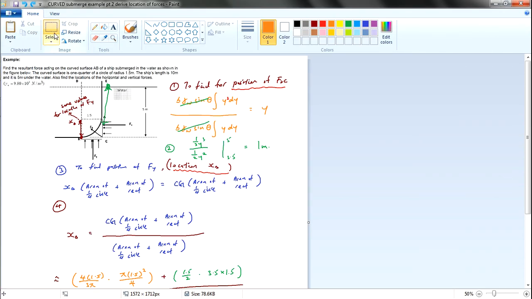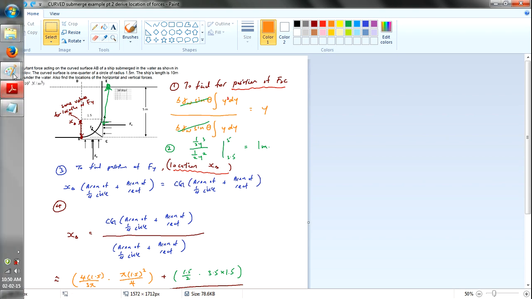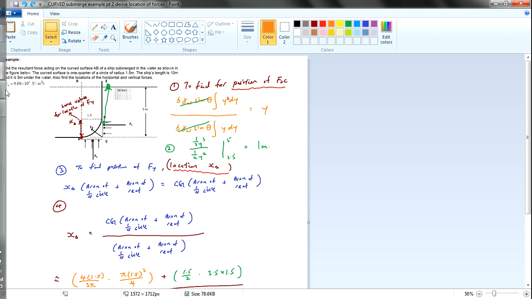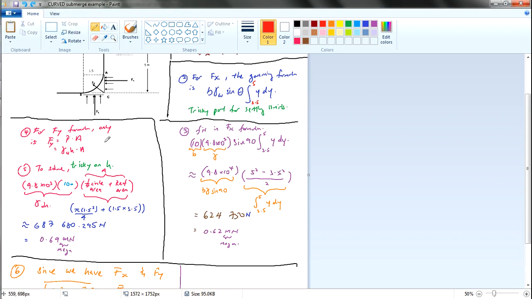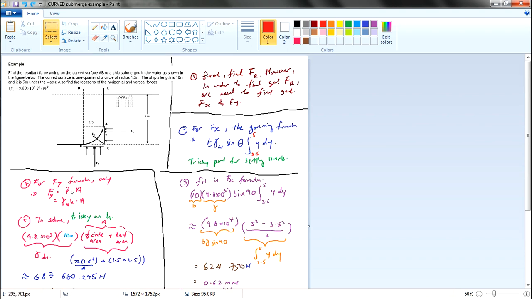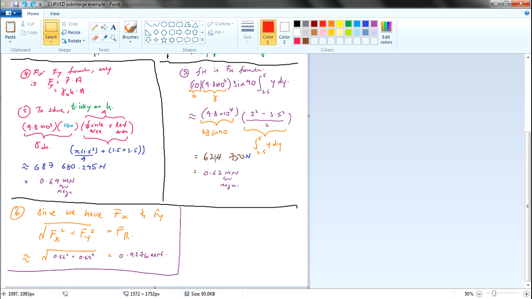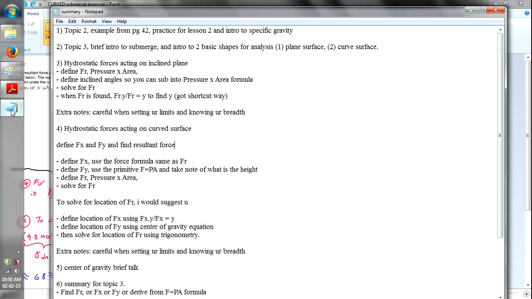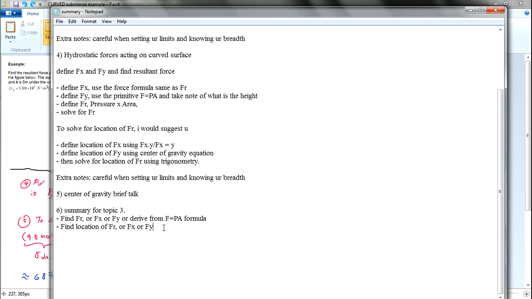So the amount of tools are pretty much this easy. It's just this one, and then this whole equation, and then the CG concept, and then you have to know how to set your limits, and which height to use when we are finding resultant forces in the y direction. So the summary is that you first find your resultant force, and then you find the location of your resultant force in terms of Fx or Fy.